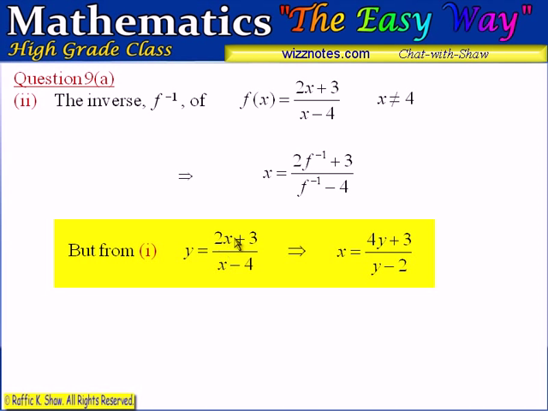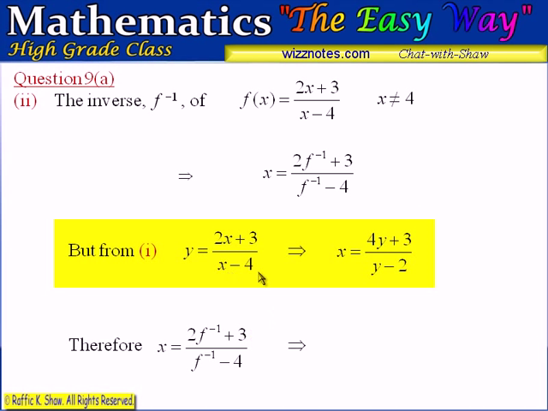And when we made x the subject by moving this variable to the subject position, the result was 4 times the variable here plus 3, divided by y, which was the variable here, minus 2. So we can apply this transposition to this expression here. To go from this to this, we can transpose in the same way by making f to the minus 1 the subject in terms of x.